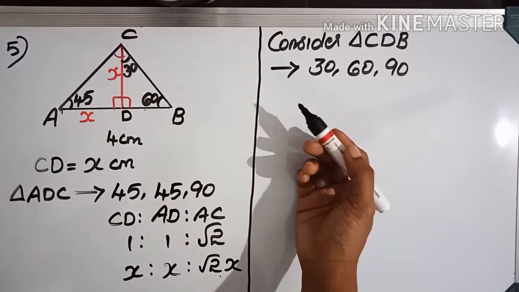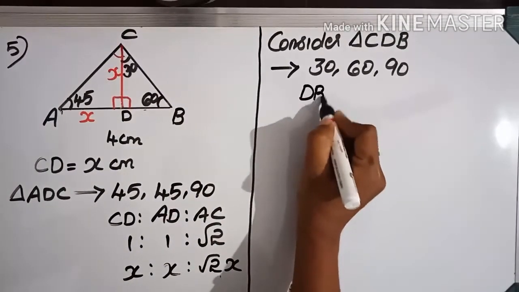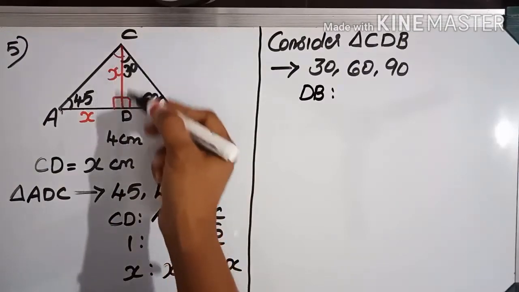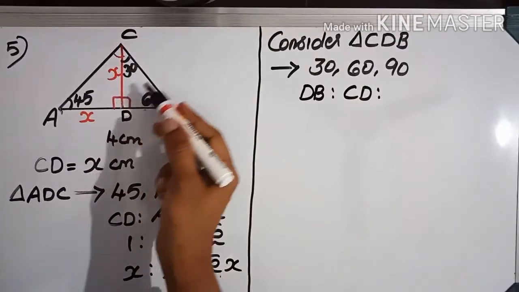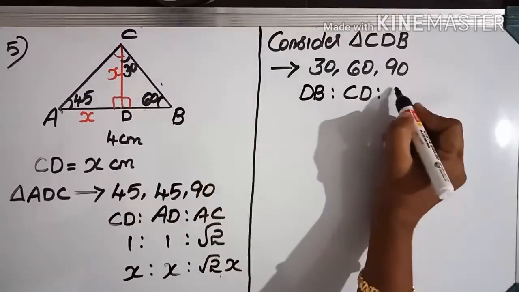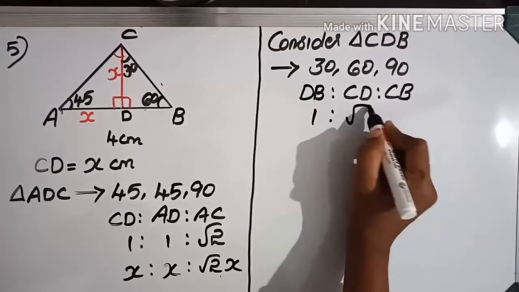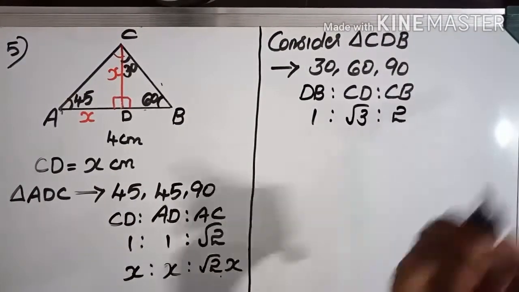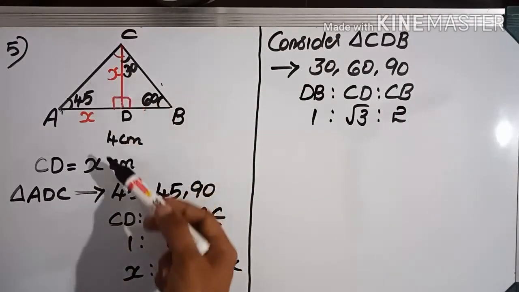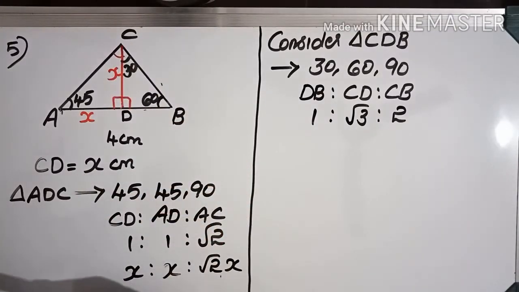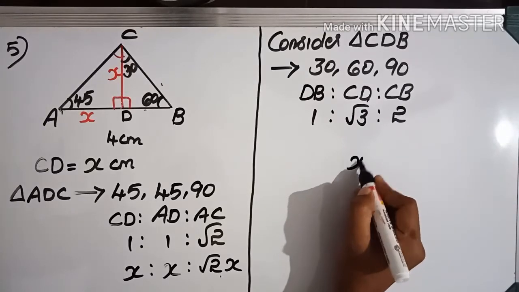Now let's write the sides. The side opposite 30 is DB, the side opposite 60 is CD, and the side opposite 90 degrees is CB. Now let's write the ratio. The ratio is 1 is to root 3 is to 2. Here also we have one side as x centimeter, since we already considered CD as x centimeter. So let's write CD as x.